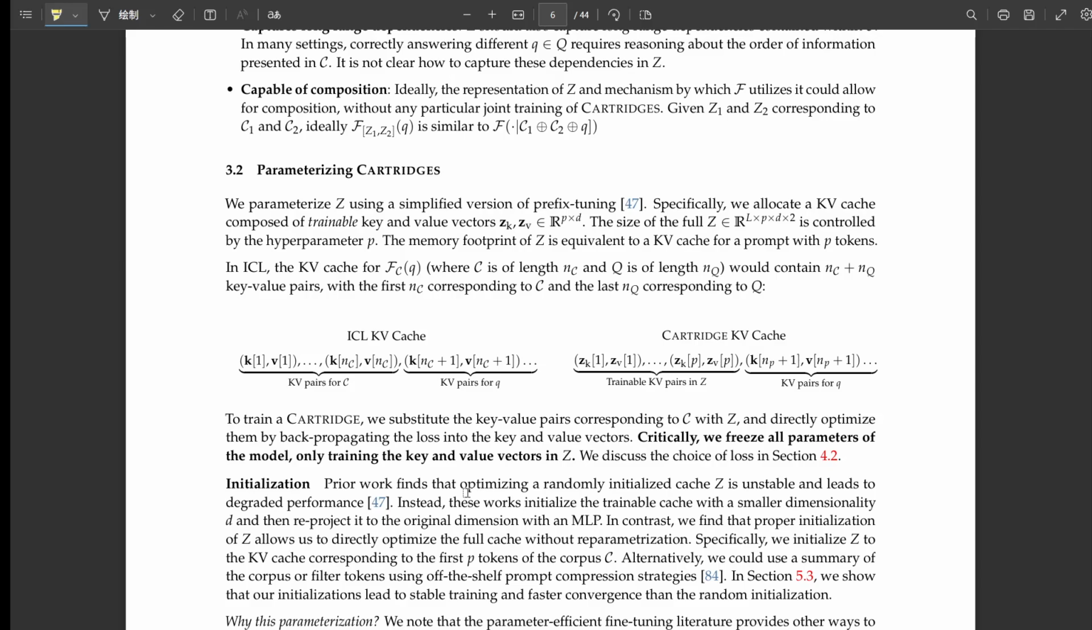And how easy is it to actually deploy these cartridges? It seems quite practical. Because they are structured like parameterized KV caches, they fit quite naturally into existing LLM serving systems. Those systems are already built to handle KV caches for different users or requests, so integrating cartridges should be much smoother than methods needing entirely new server architectures.